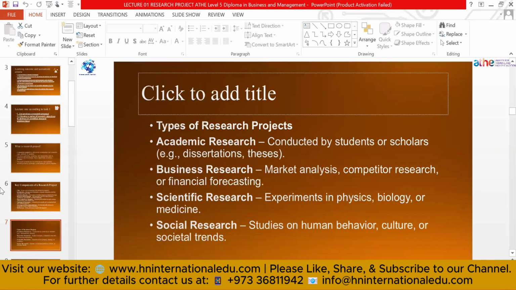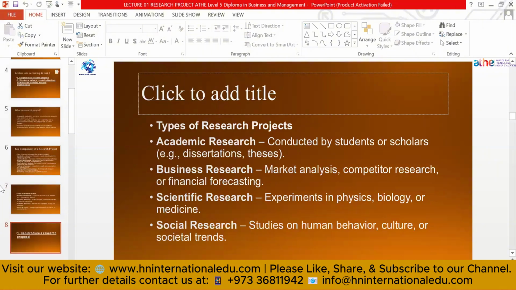Then comes social research. That's the studies on human behavior, culture, social trends, and that's quite an interesting one. Why? Because we actually feel the things that are going on in reality among the humans, among the society and culture, and then we work on it just to make sure that there is a change because of your work. So these are a few kinds of research which we can pinpoint while we do it.